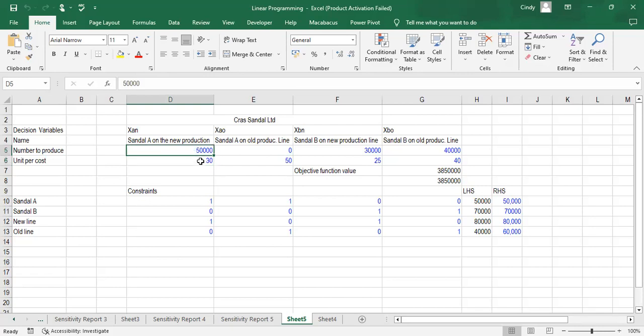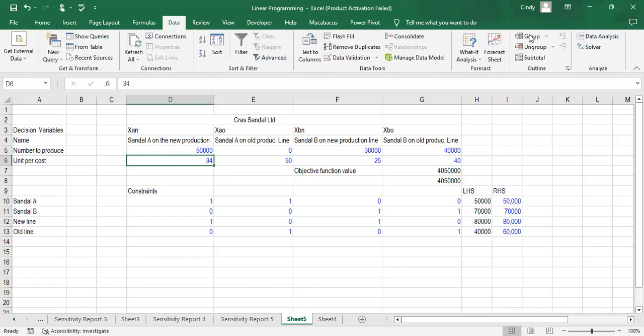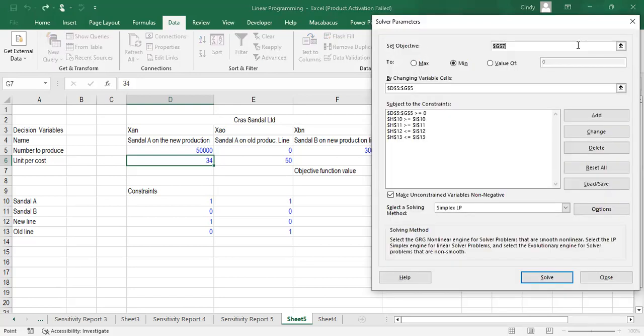So let's take 34. If I make it 34 here, then you go to Solver. When you change it to 34, don't leave it like that. Go to Solver, which is under Data. And I showed how to install the Solver the other time. So you can check my video on solving linear programming. So we are solving this one.